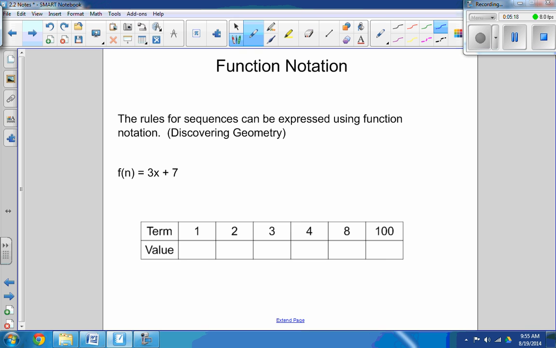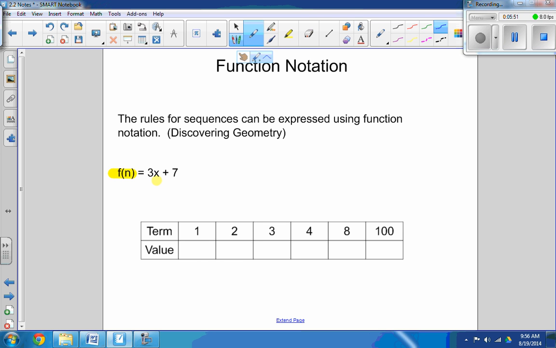Now we're looking at something that's called function notation. We wrote out the equation; now this is really looking at the terminology that we're using for this. The rules for sequences can be expressed in function notation: f of n. For example, f of n equals 3n plus 7. In other words, I can plug in the 1 in here and get my value.